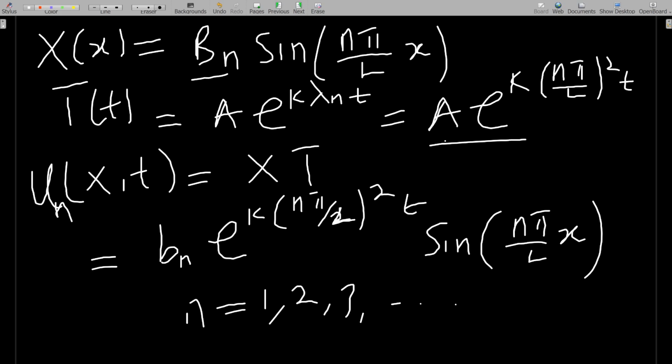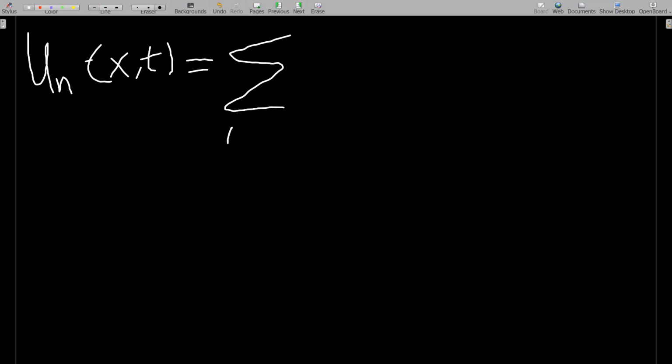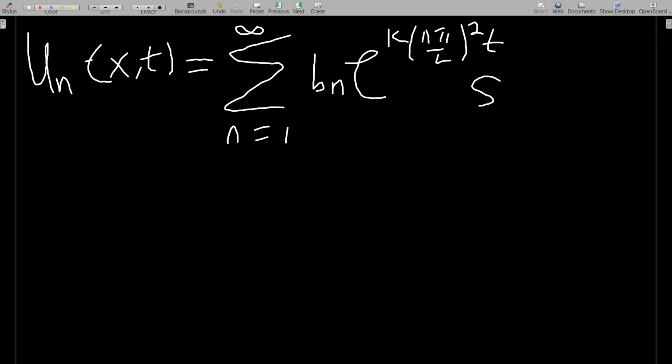Okay, so here, since we are saying that we have plenty of them, we can also sum all of them. u(x,t) is the sum, n equals 1 to infinity, of b_n e^(-k(nπ/L)^2 t) sine(nπx/L). Now this is the solution to the heat equation. And now what we are coming to do is to find our b_n.